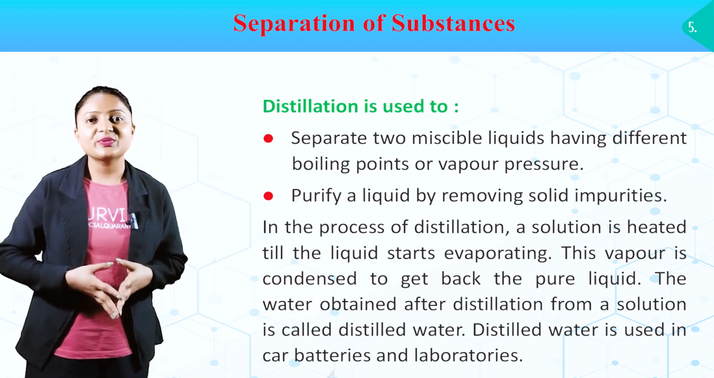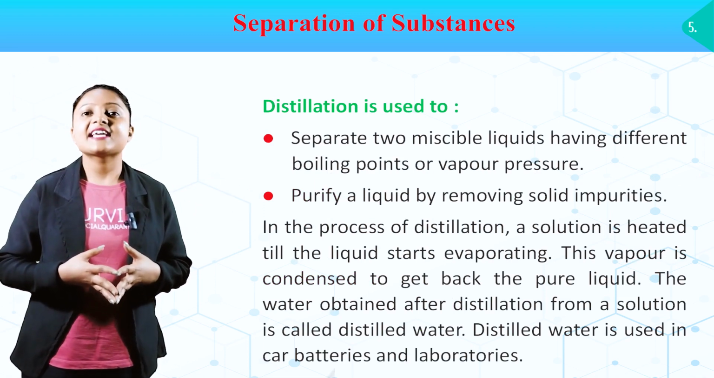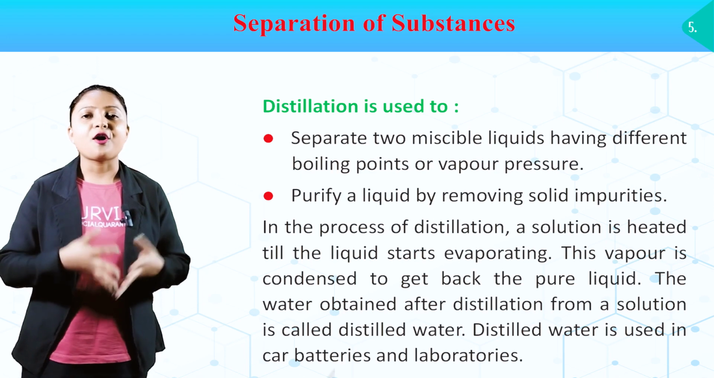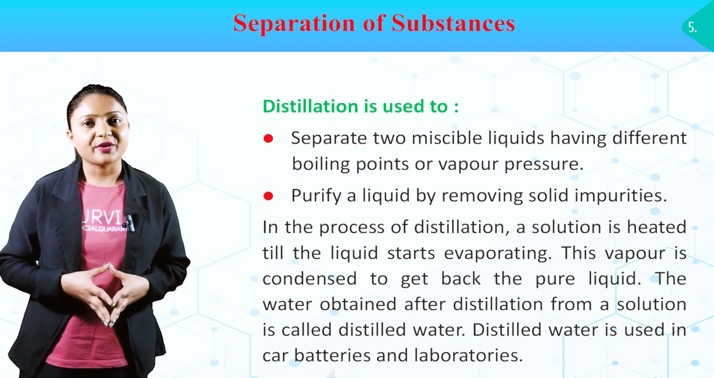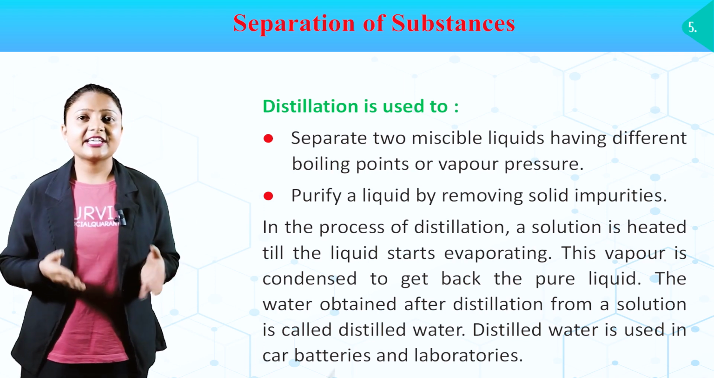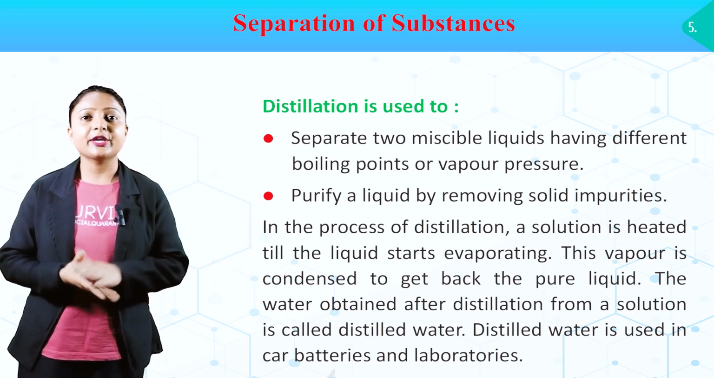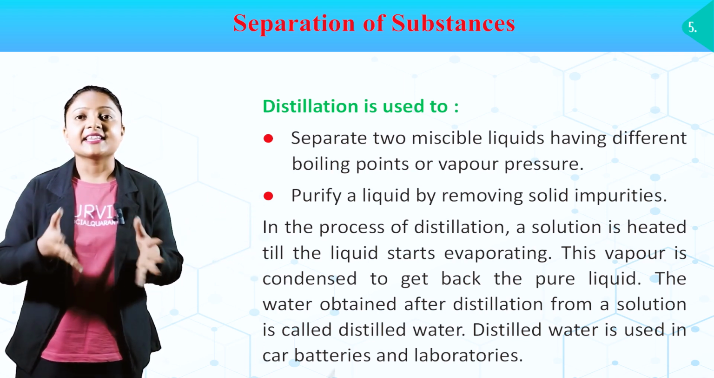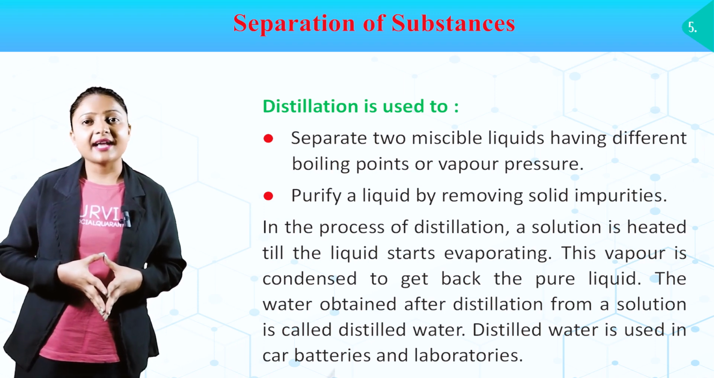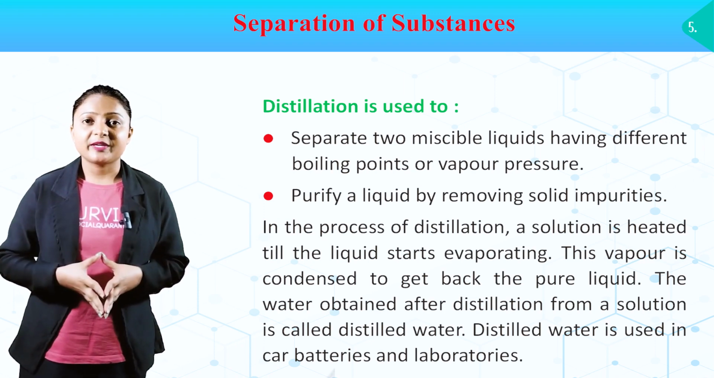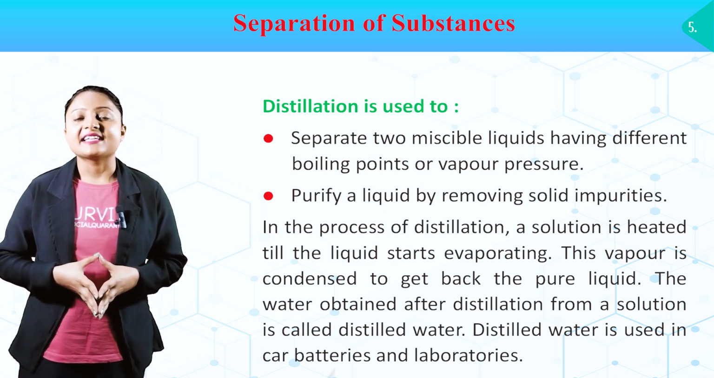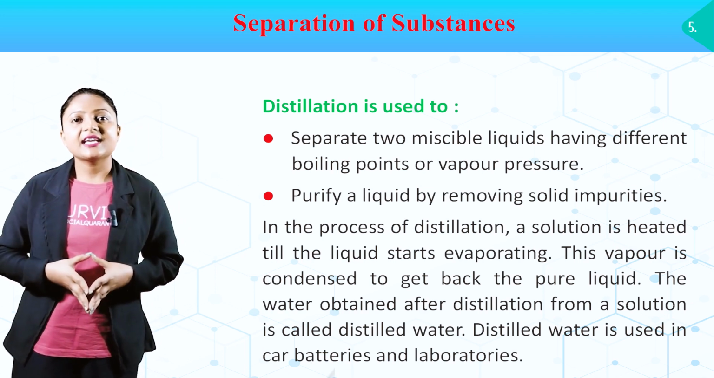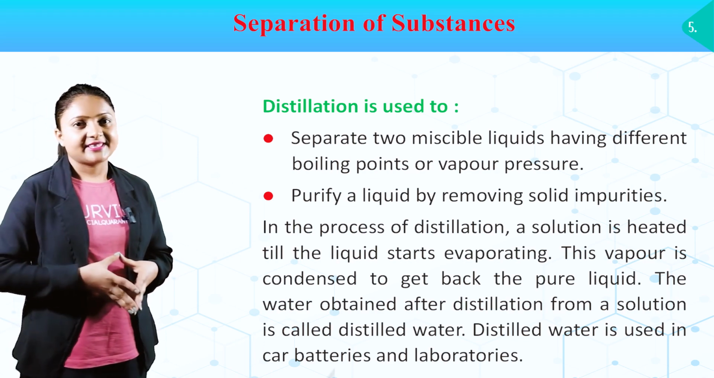Distillation is used to separate two miscible liquids having different boiling points or vapor pressure, and to purify a liquid by removing solid impurities. In the process of distillation, a solution is heated till the liquid starts evaporating. This vapor is condensed to get back the pure liquid. The water obtained after distillation from a solution is called distilled water. Distilled water is used in car batteries and laboratories.